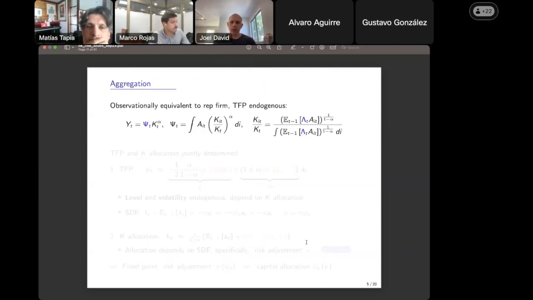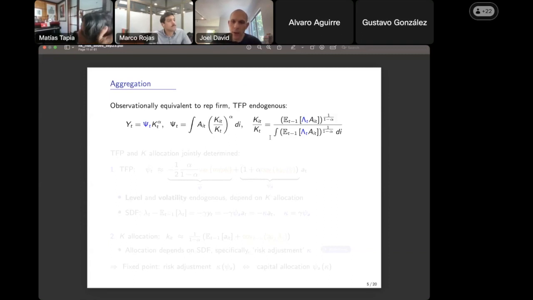Good. Okay, so in a first result, we can show that despite all this heterogeneity, from an aggregate point of view, this economy is observationally equivalent to a representative firm economy, except where aggregate TFP is endogenous. What I'm showing you in the left-hand equation is just the definition of aggregate TFP. It's the Solow residual in a reduced form aggregate production function. K_T is the aggregate capital stock. In the second equation, what we're showing is that aggregate TFP is equal to a weighted average of all the firm level TFPs weighted by their shares of the capital stock.